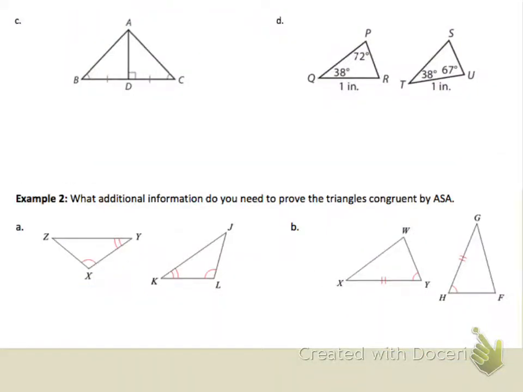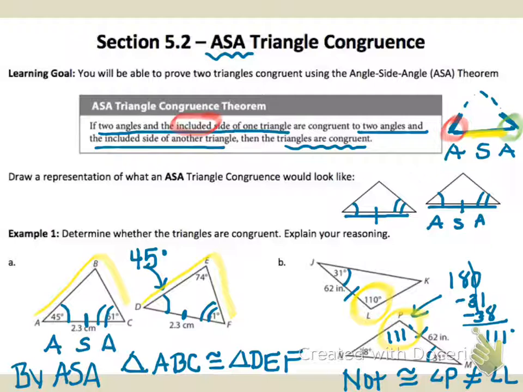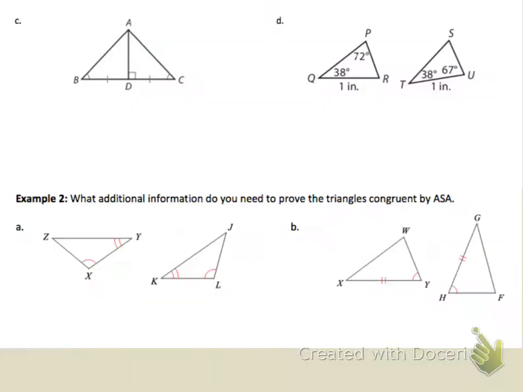Okay, let's take a look at example C. One thing that really stood out for me with this one was that there were no measurements listed on it at all, which, if you look at those other ones, they had all kinds of measurements, angles and sides listed. So I have to look for clues. And I do see that one pair of sides and one pair of angles is marked congruent, right?